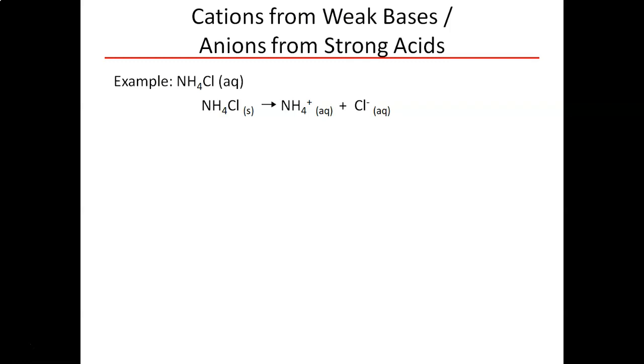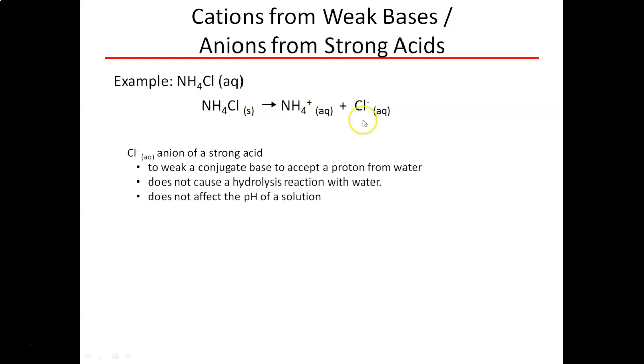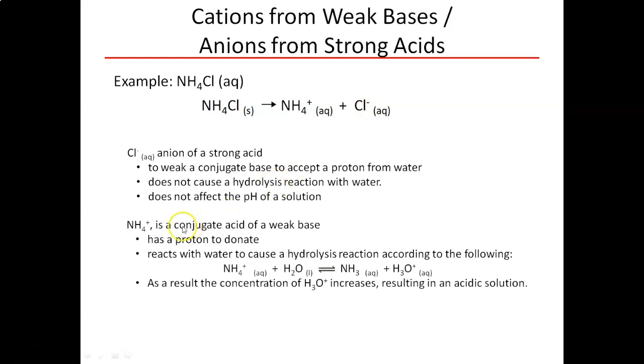ammonium chloride. Again, we'll write our dissociation equation. Okay? We know that our chloride, because it's an anion of a strong acid, is too weak of a conjugate base to accept a proton from water, and so will not cause a hydrolysis reaction. This ion will not affect the pH of my solution. Whereas my ammonium ion has a proton to donate, and so therefore it will cause a hydrolysis reaction, producing my hydronium ion. As a result, this causes my pH to go down.